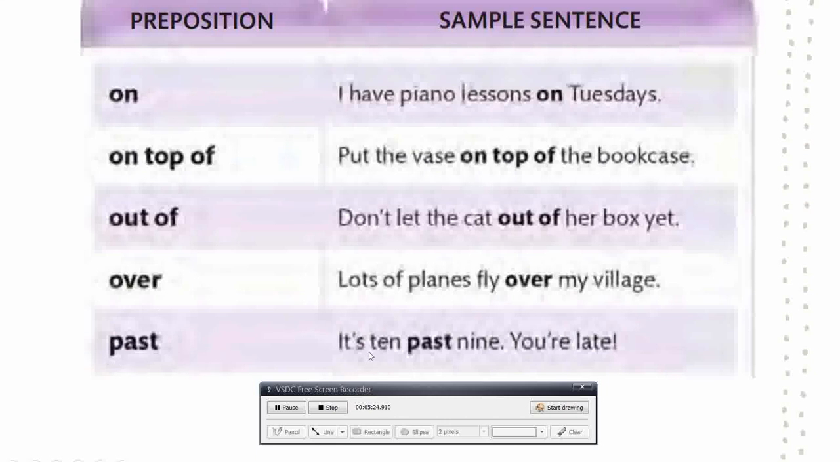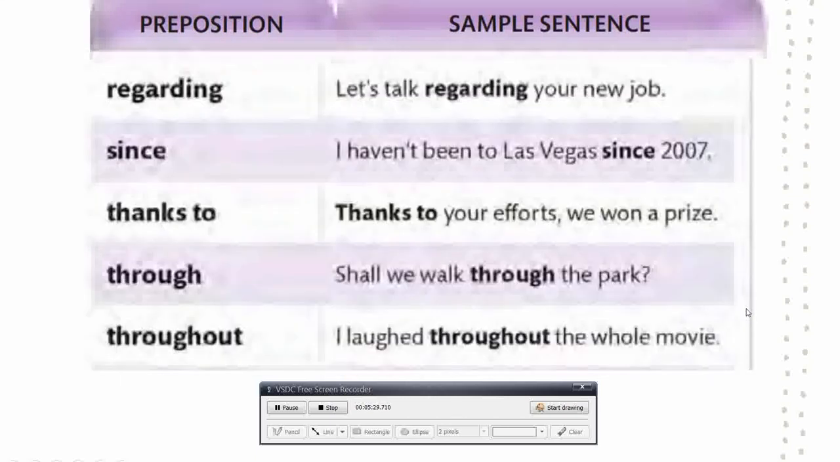Past. It's 10 past 9, you are late. Regarding. Let's talk regarding your new job. Since. I haven't been to Las Vegas since 2007. Now you can see since is used from the point of starting, whereas for was used for showing a certain duration of years. Thanks to your efforts, we won a prize. Shall we walk through the park? Throughout. I laughed throughout the whole movie.